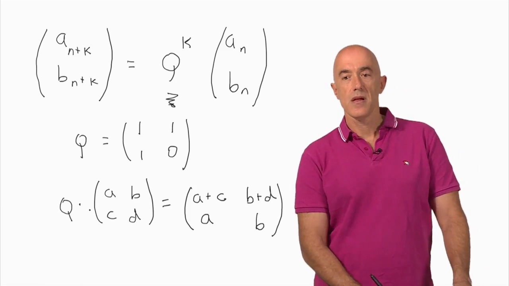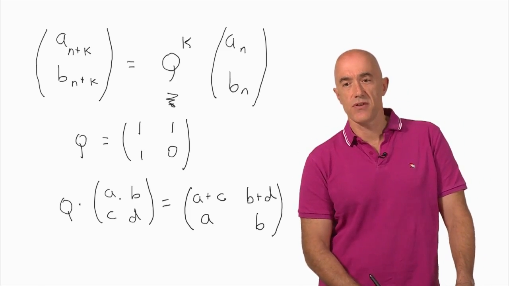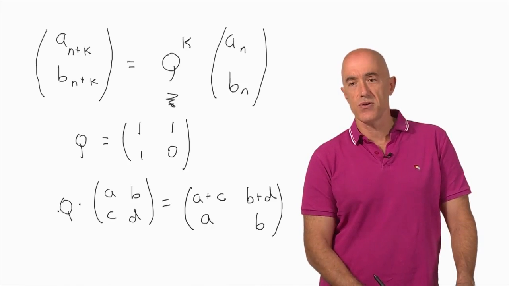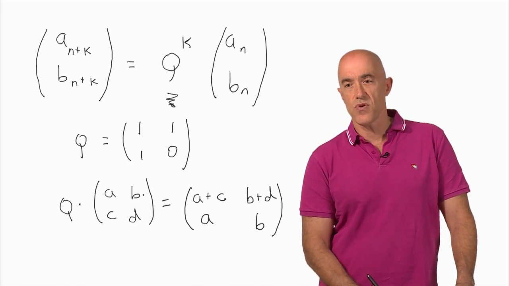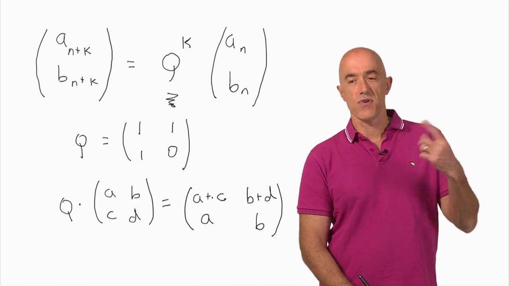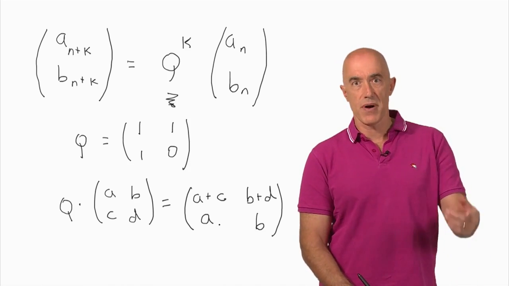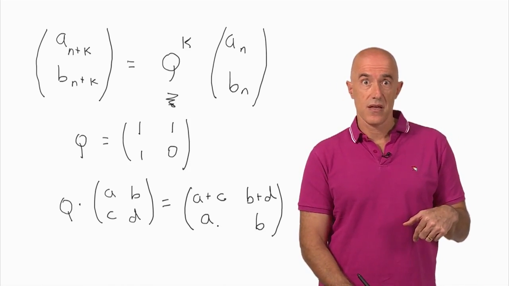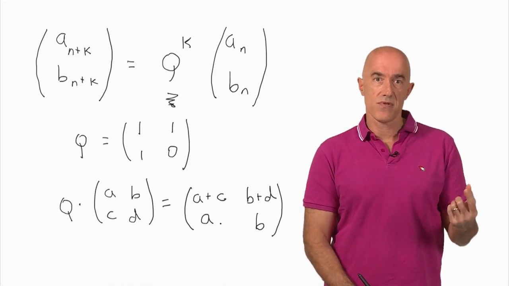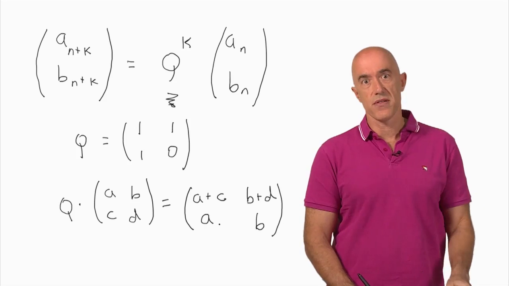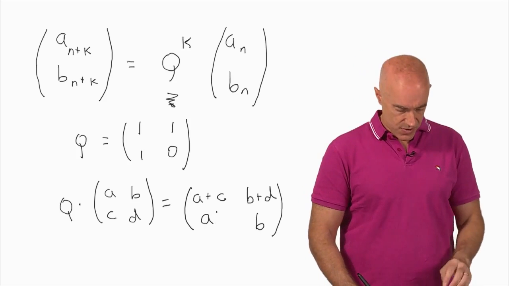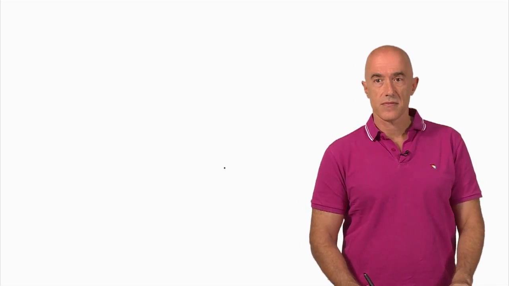Okay? So multiplication of a 2 by 2 matrix by Q replaces the first row by the sum of the first row and the second row, and replaces the second row by the first row. Okay? So let's see how we can use that.